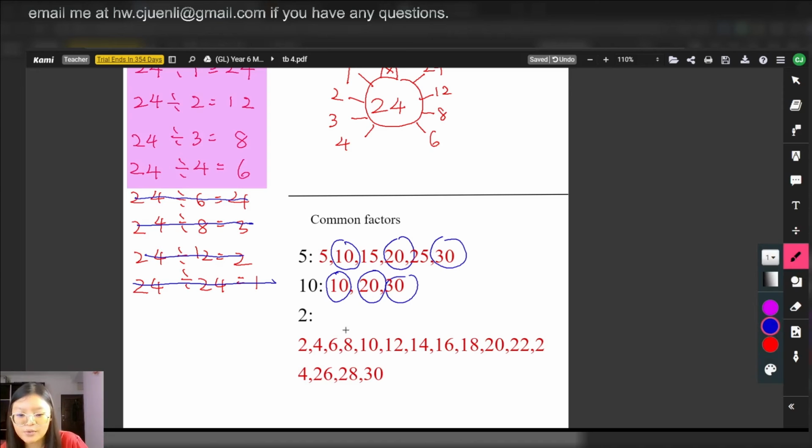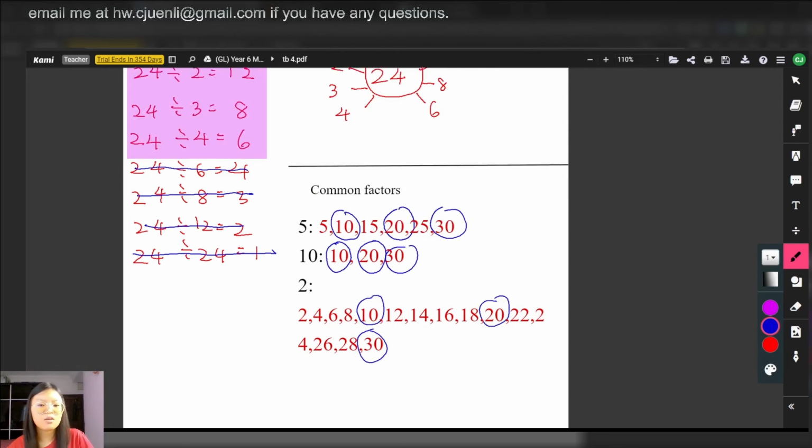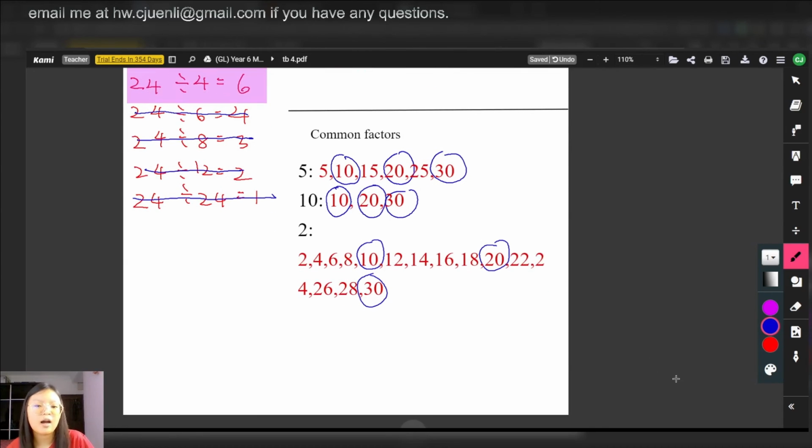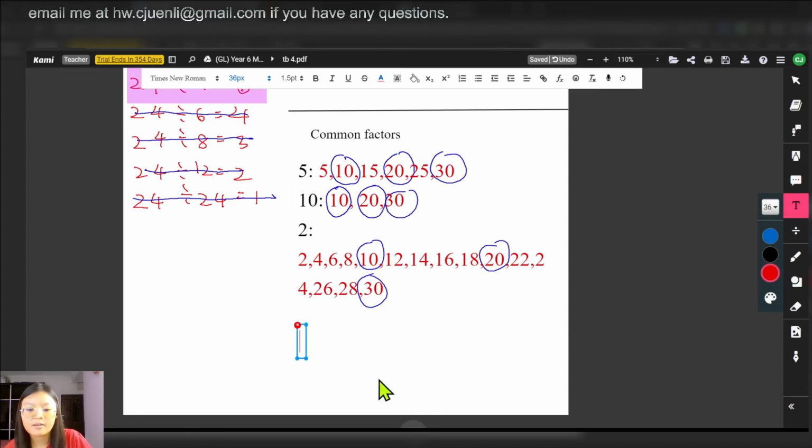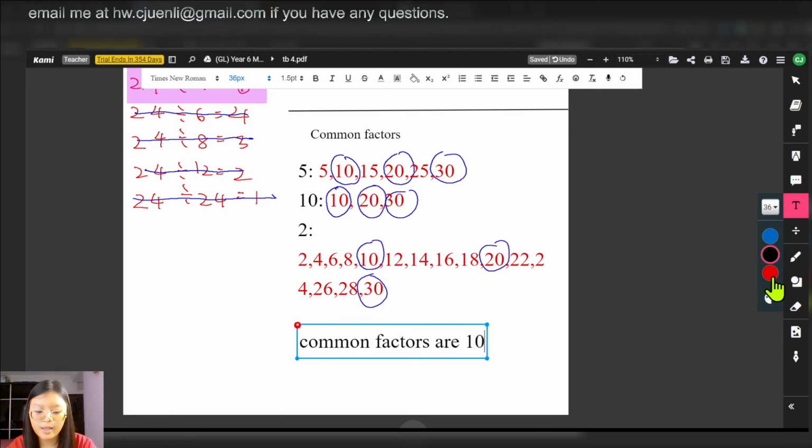So what I'm going to do is I'm going to find the common multiples. We have 10, 20, 30, right? So let's say 10, 20, and 30. So the common factors are 10, 20, and 30. That's how you're going to write it over here. Common factors are 10, 20, and 30.